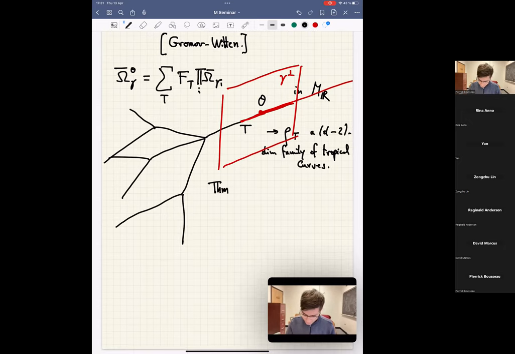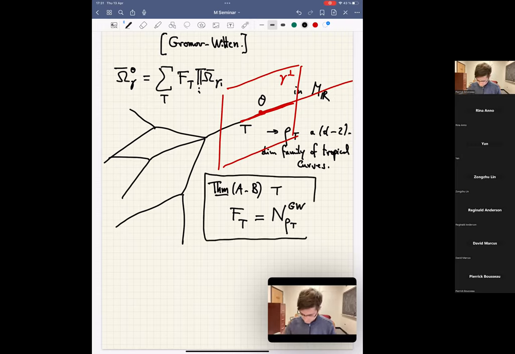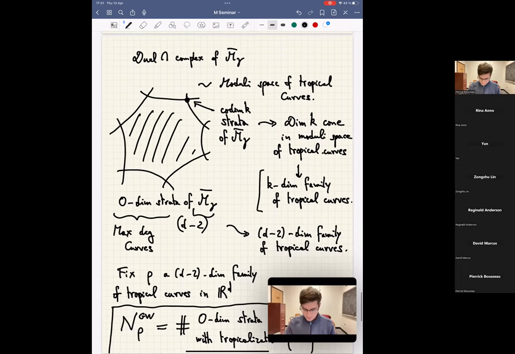And now the main theorem in our paper is that if we fix such a tree, then its contribution, this kind of universal coefficient coming from the wall crossing formula, is actually equal to these counts of rational curves inside this toric variety, whose tropicalization is given by this d minus two dimensional family of tropical curves. So the choice of tree corresponds to a choice of combinatorics for the zero dimensional strata inside our big moduli space. And then the coefficient itself is the number of geometric curves, the number of zero dimensional strata, given a combinatorial type.